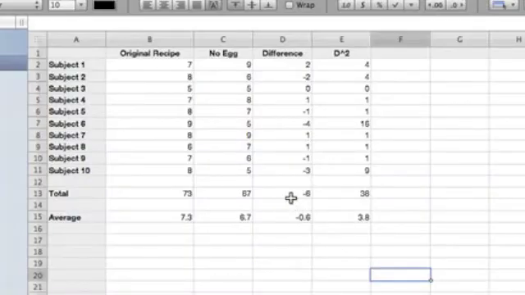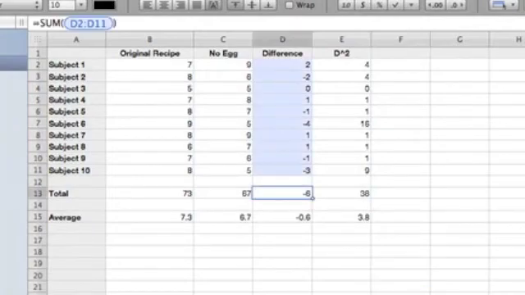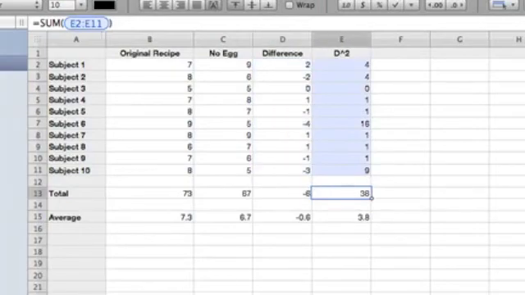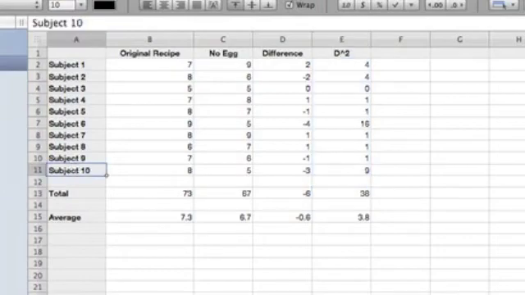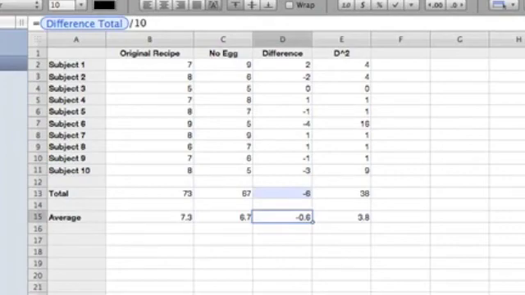Before we go plugging stuff into the formulas, let's review what we do have. We have the total of the differences, which is the sum of d, is -6. We have the sum of d squared, which is 38. We have n, which is the number of participants, and that's 10. And then we have d bar, which is the average difference, and that's -0.6.